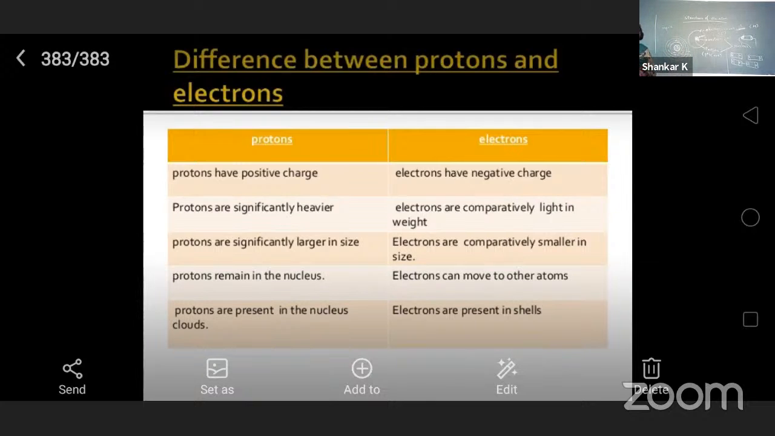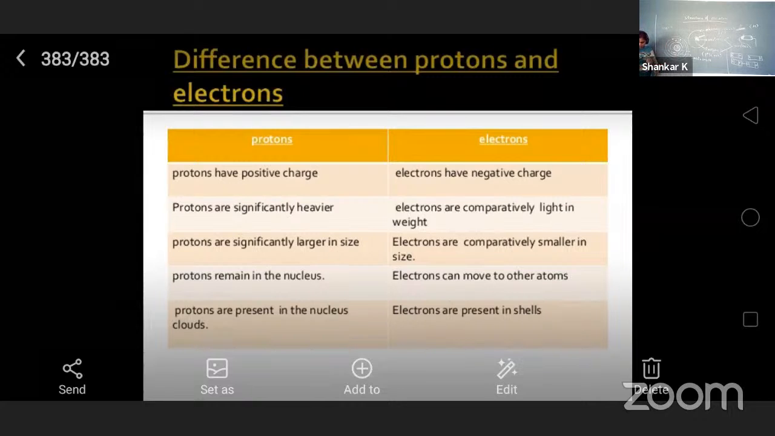The remaining ones, where should they go? The third cell. Now here 2 and here 8 electrons, and in the third cell how many should be present? 2 into 3 whole square, 2 into 9, 18 should be present. Here 18 electrons should be present. More than 18, we shift to the next cell. Understood, students?